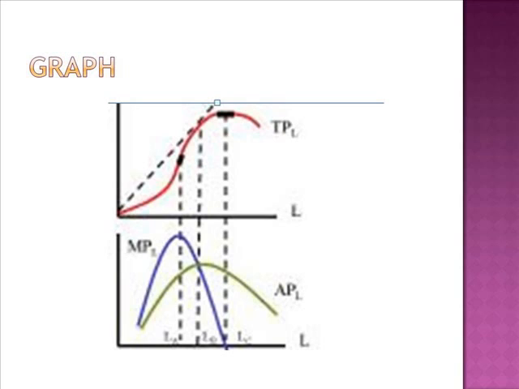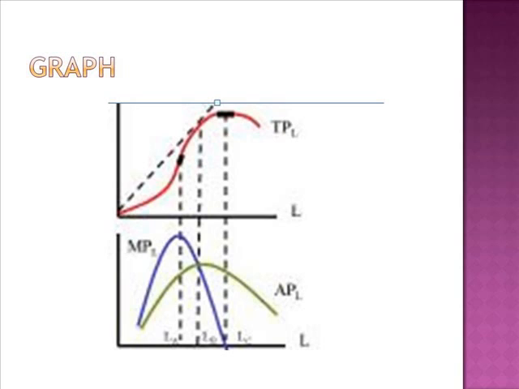Marginal product is increasing. The reason is because total product is increasing at an increasing rate. So your slope is getting steeper. So marginal product is the rate of change in total product. So if total product is changing at a faster rate, then your marginal product is going up.